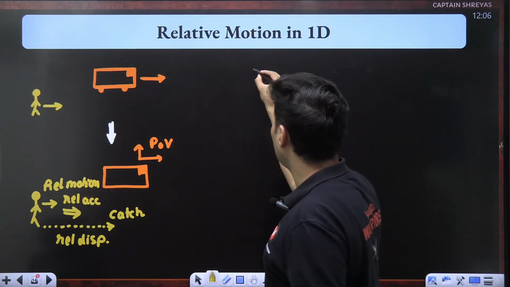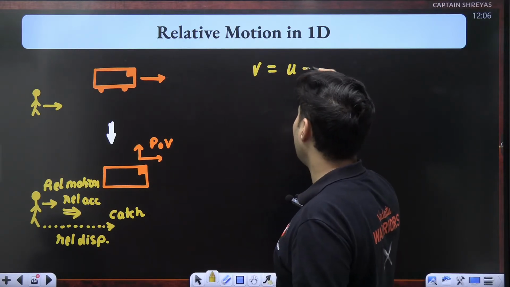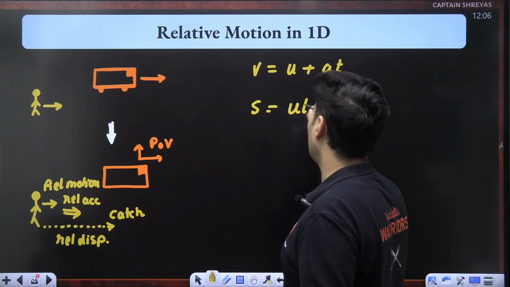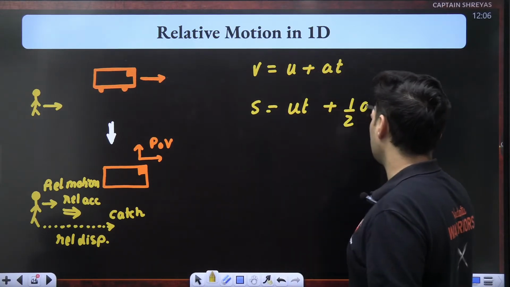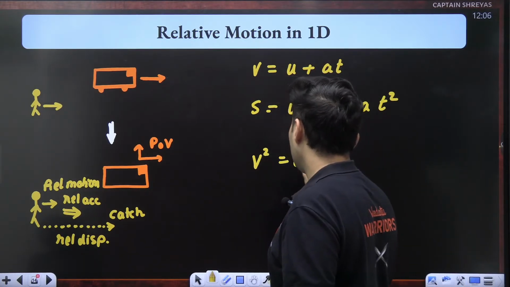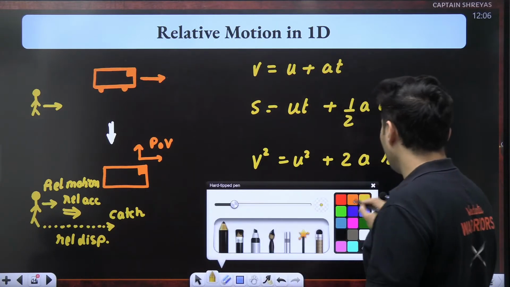So then you are allowed to use S is ut plus half at square, V is u plus at, and all of that. So all these equations are allowed, guys. S is ut plus half at square, V square is u square plus 2as. But keep this in mind.